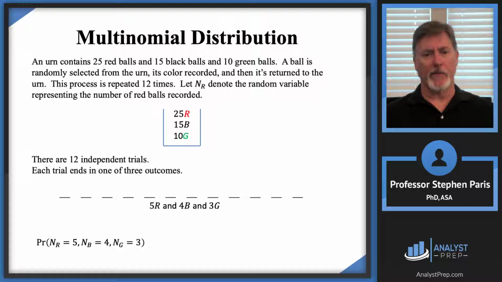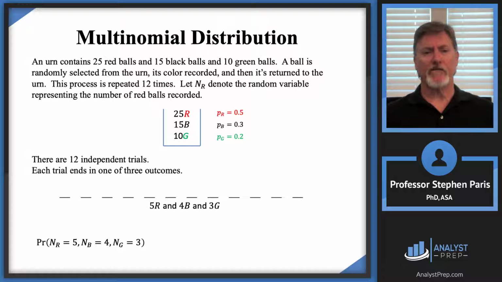And then if you look at the probability of each selection being a red ball, it's 0.5, 25 out of the 50. Now I have 50 total balls. 25 out of the 50 are red, 15 out of the 50 are black, and 10 out of the 50 are green. So it gives these probabilities 0.5, 0.3, 0.2 for the probabilities of selecting, in an individual trial, a red ball, a black ball, or a green ball.